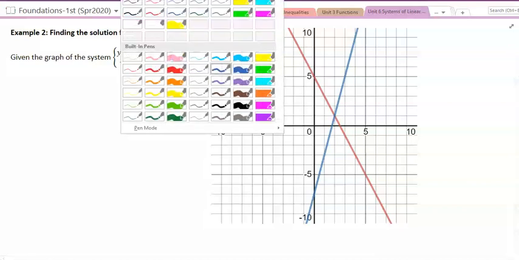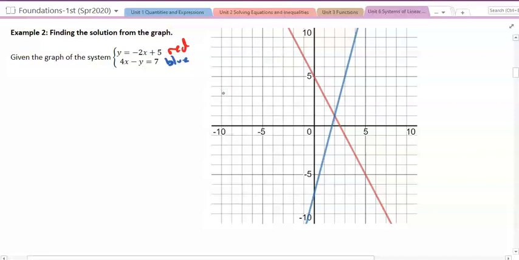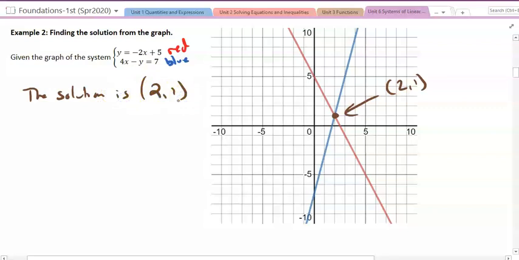And so as we look at this system, when we're talking about finding the solution to the system, we're looking for where these two lines intersect. Where do these two lines intersect? Well, it's this point right here. Well, what's that ordered pair? It's (2, 1). And so what is the solution to this system? The solution is (2, 1). It would be whatever ordered pair that we find that these two lines intersect.